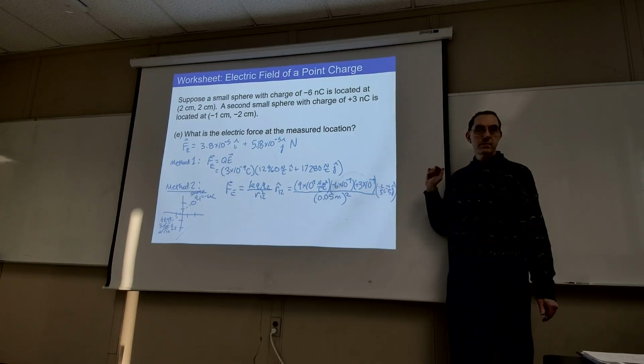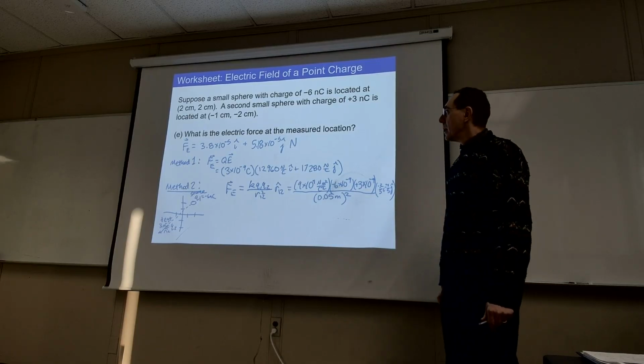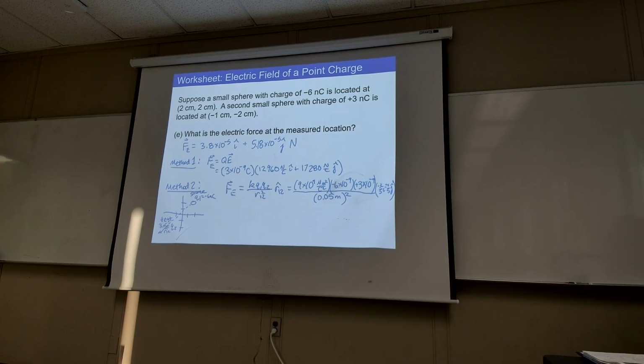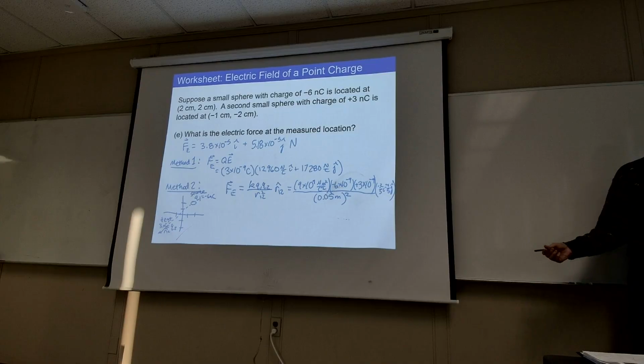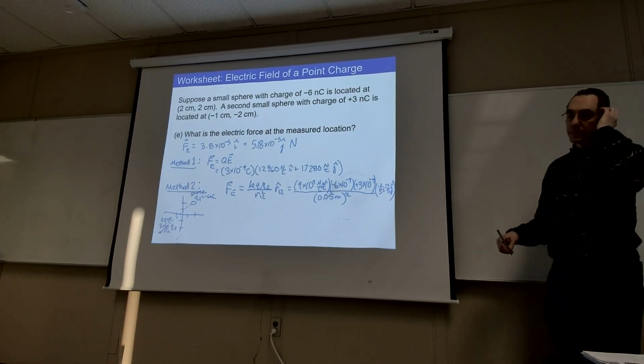Okay? And you will see here, if you calculate this out, you should get the same results. So, I encourage you to do that at home. Any questions here about either of these approaches? Method one, method two. In this problem, method one's easier, right? Because you already know the field. Just multiply times q, it's much quicker.